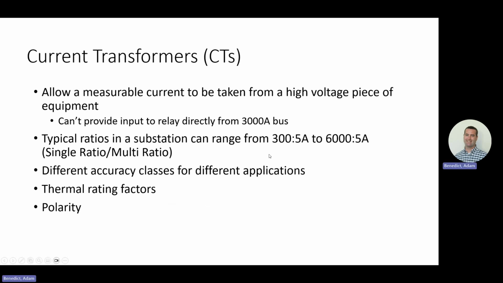Current transformers, and we've talked about this, so I'm not going to spend a ton of time on it, they allow the high voltage measurement to be passed along to the relay. Certainly you can't plug 3000 amp bus current into a relay. So that's where we use the CTs and tap it. And then different accuracy classes too.